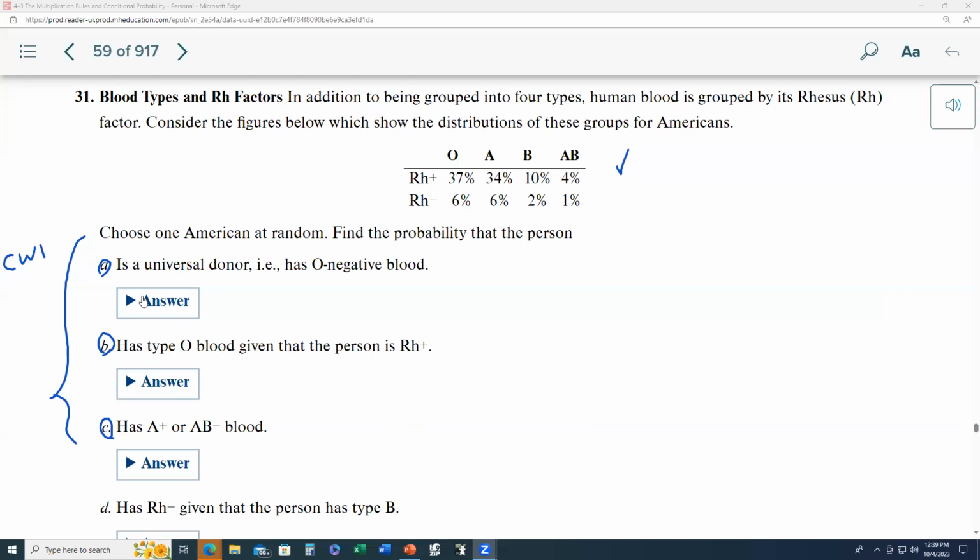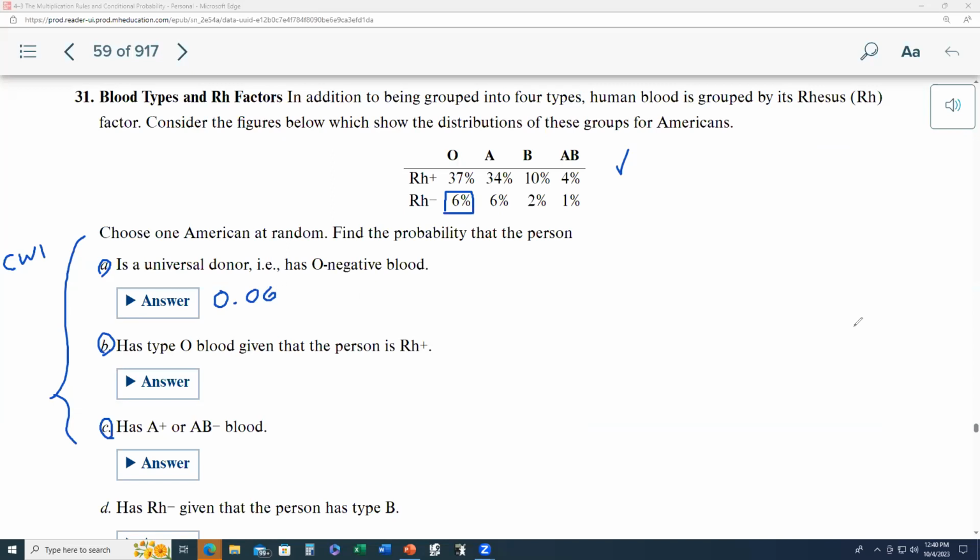Okay, 31A is what's the probability that a person randomly selected from the sample size 100 is a universal donor? That is to say that they are O negative blood. Well, type O and negative blood would be 6% right here, 6 on 100. So that's 0.06. So this probability should be 0.06.